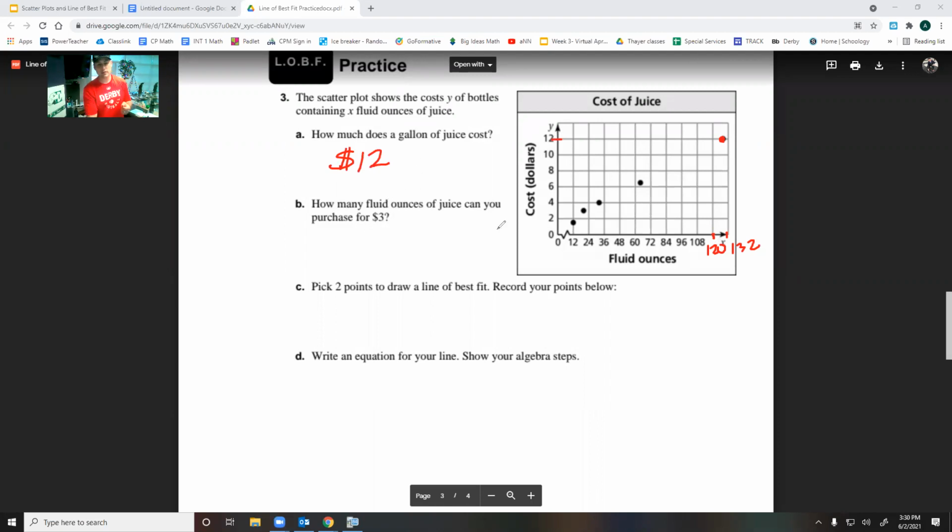Part B, how many fluid ounces of juice can you purchase for $3? So go to 3 on the y-axis. It looks like we can get somewhere between 12 and 24. If you want to estimate that to be about 20 ounces, that'd be okay.